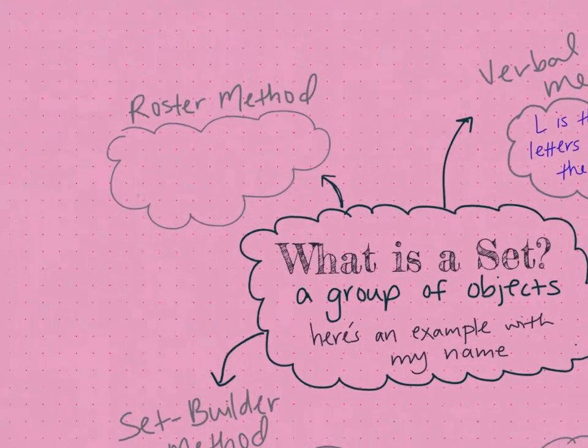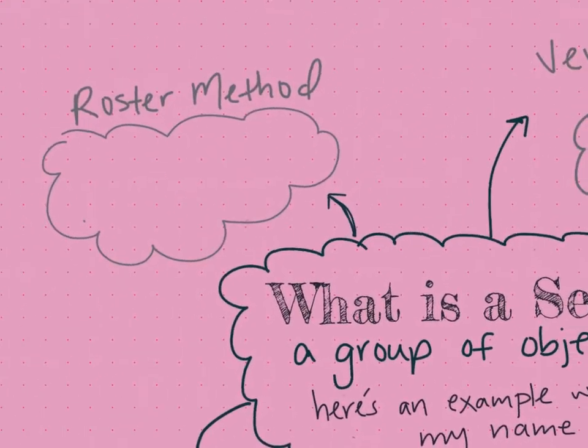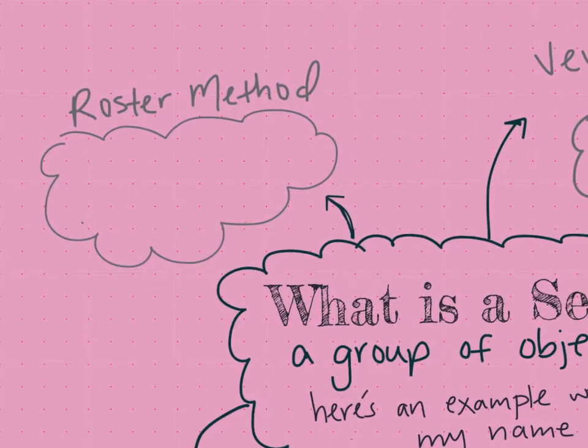Then we can describe this using the roster method. And roster, if you think about roster of a baseball team or something, it's literally just a list of all the members of the team, all the players. And so it's just listing something. So that's what we're going to do for the roster method. It's literally just listing. So this is the name of our set, set capital L.